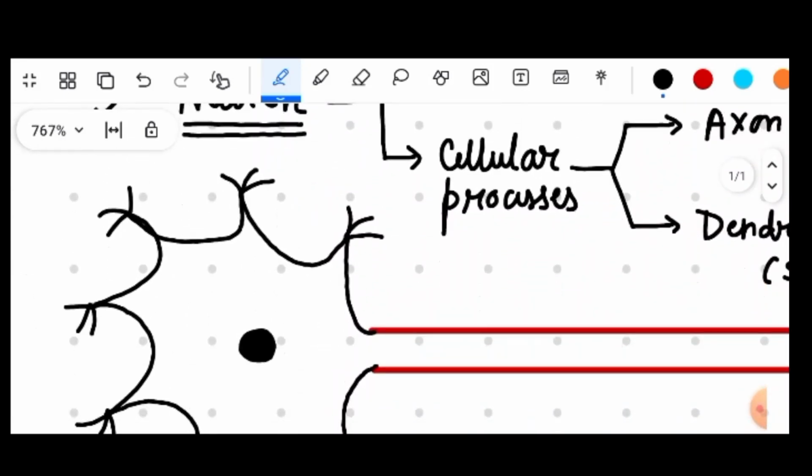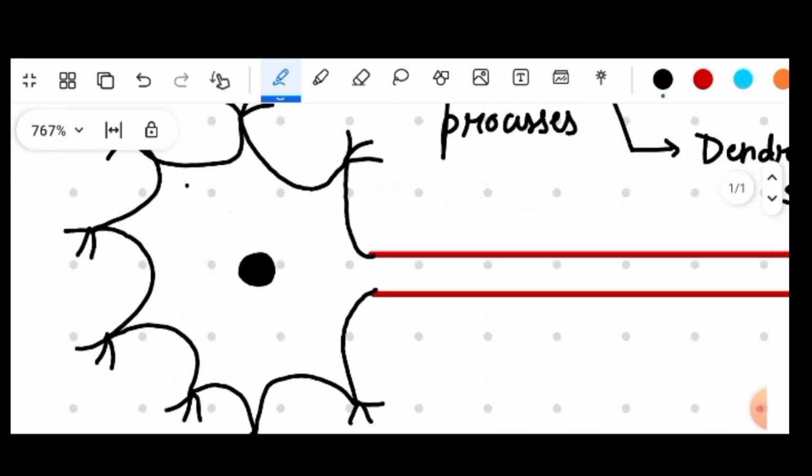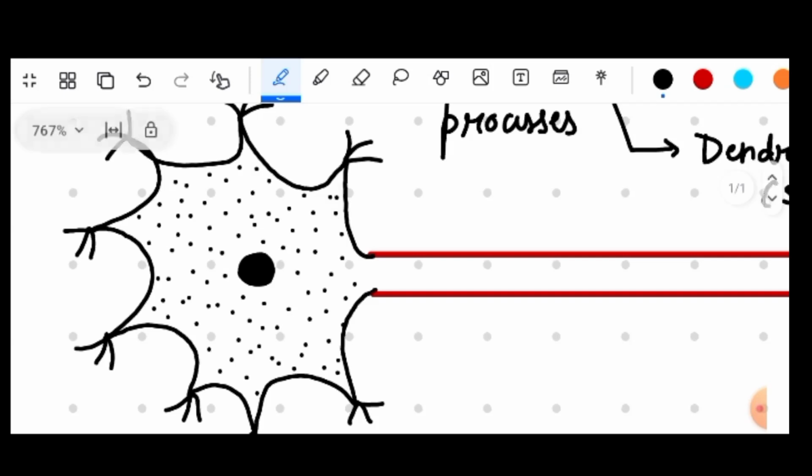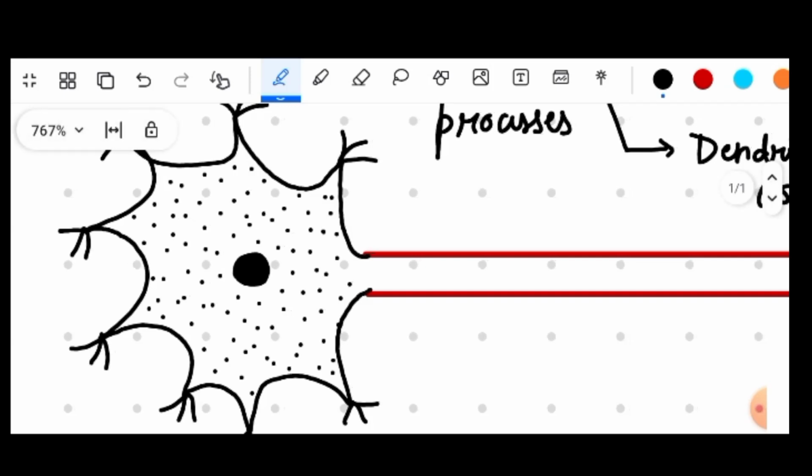Now inside the cell body or the cyton, we will draw this. These are called the Nissl granules. Let me draw the outline first. It will be easier for you to understand then. I'm just telling you, for those people who have already studied, they will understand everything, while for those people who are seeing it for the first time, just wait for a couple of minutes.